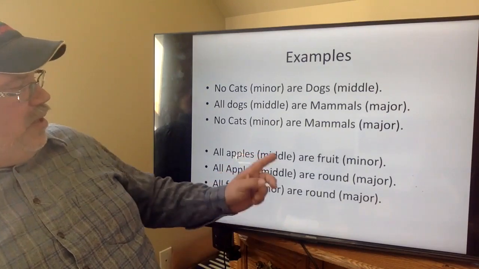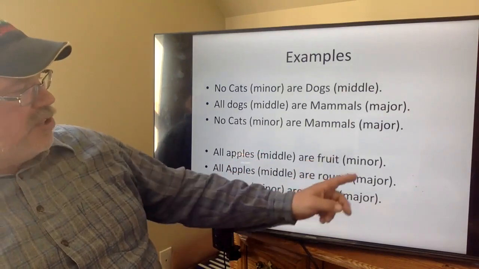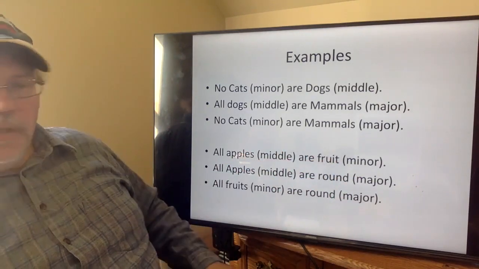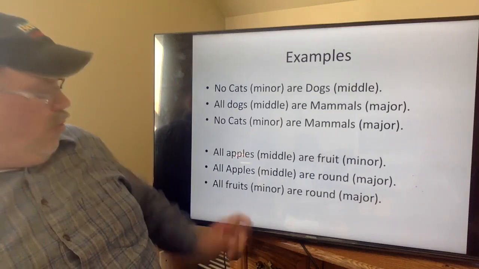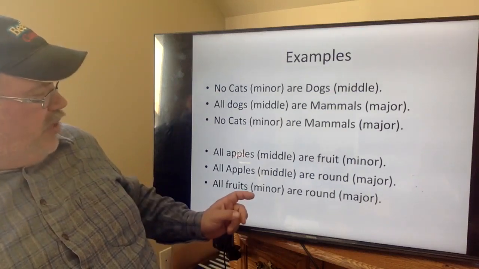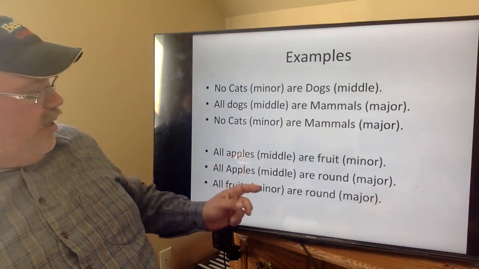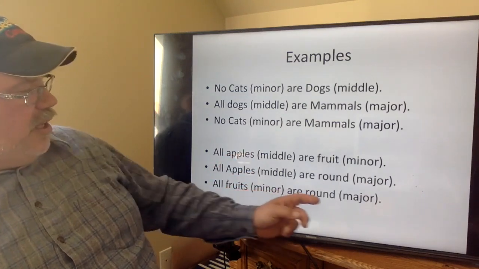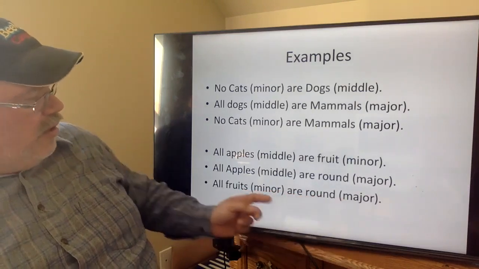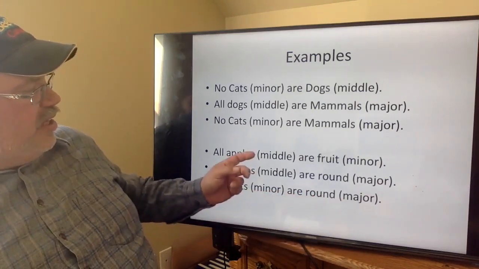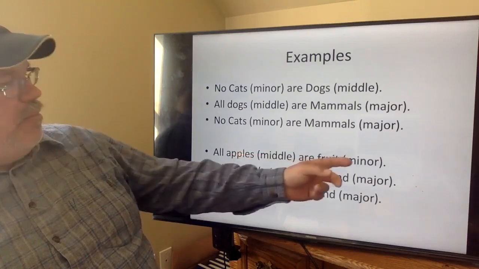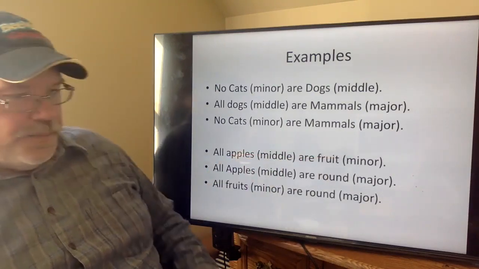So the middle term and these premise terms can roam around a little bit. All you know for sure is that the minor and major terms cannot be in the same premise. The subject and predicate of the conclusion have to be in different premises, but they can be anywhere in their premise.